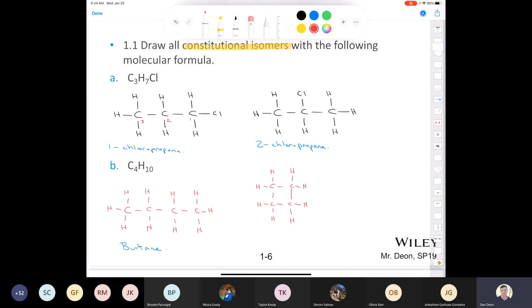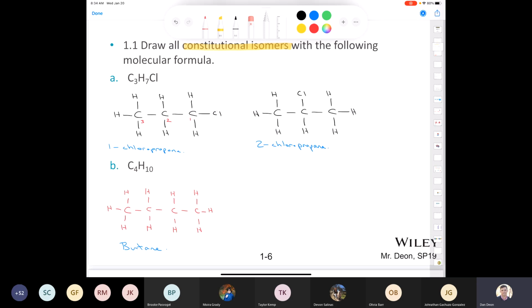Can anybody tell me what the problem with this compound is? There's no problem in terms of its existence, but is it an isomer? There's not enough hydrogens, are there? This is C4H8. So that is not a constitutional isomer. So we'll delete that one.